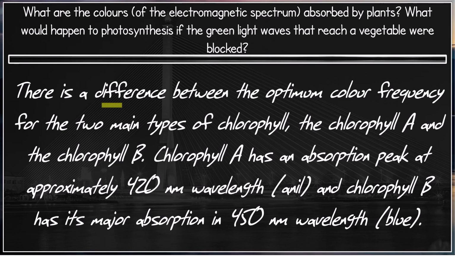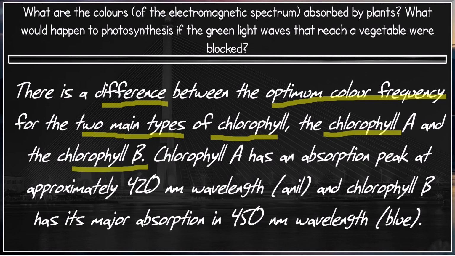There is a difference between the optimum color frequency for the two main types of chlorophyll, chlorophyll A and chlorophyll B. Chlorophyll A has its absorption peak at approximately 410 nanometer wavelength, and chlorophyll B has its absorption at 450 nanometer wavelength, blue.